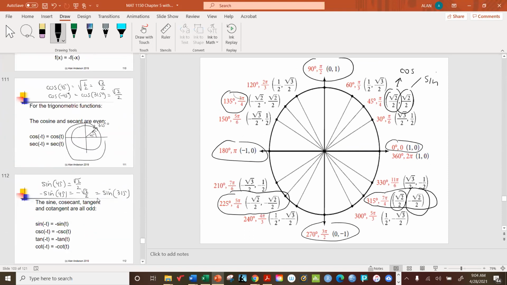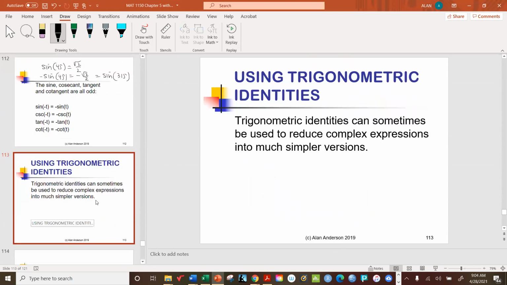Okay, well, that was kind of fun. Now, trig identities. This is where we start using algebraic operations on these trig functions. They can sometimes be used to reduce complex expressions into simpler versions. Of course, we don't always need to use these, but sometimes you'll get these very messy expressions, and it's nice to know that you can use trig identities to reduce them.